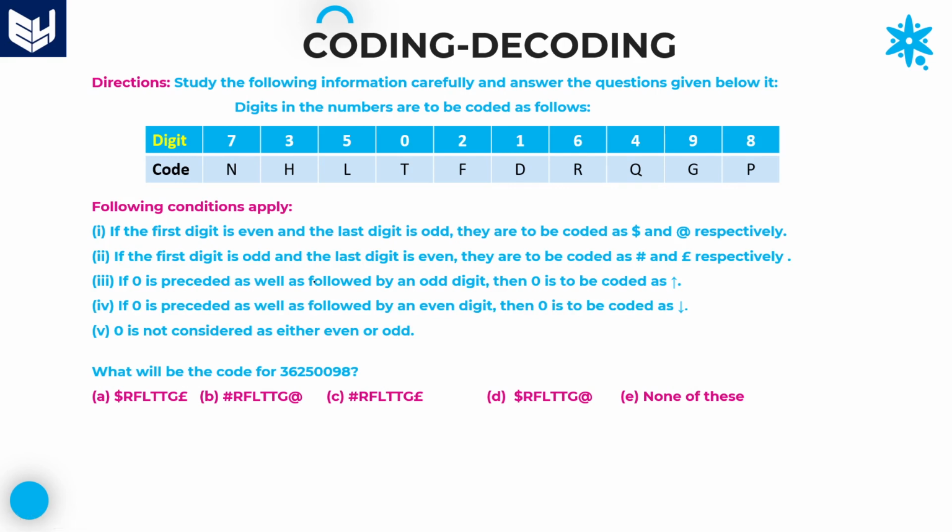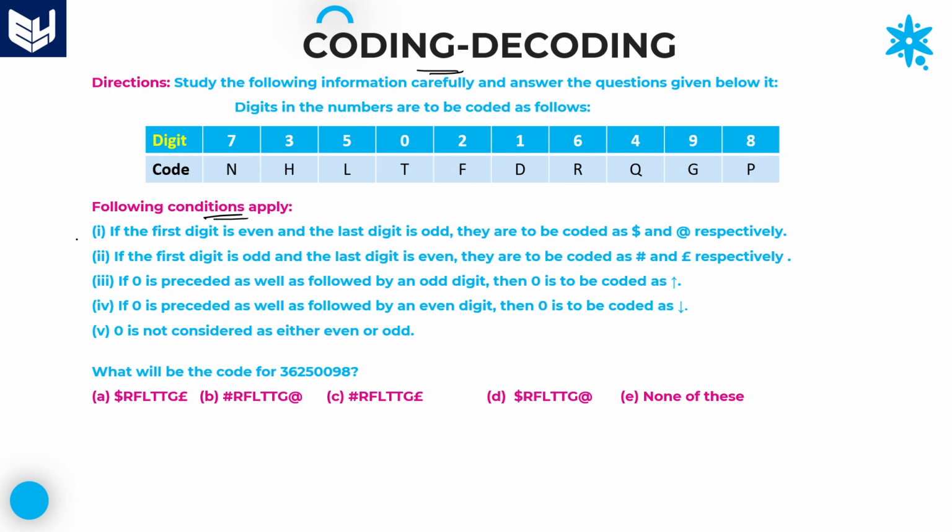Hi everyone, welcome back. In this session, I am continuing coding and decoding with a different model. Here, the digit is given and its code is given. Digits are 0 to 9 and codes are letters. And below that, some conditions are given. You have to read each and every condition carefully.